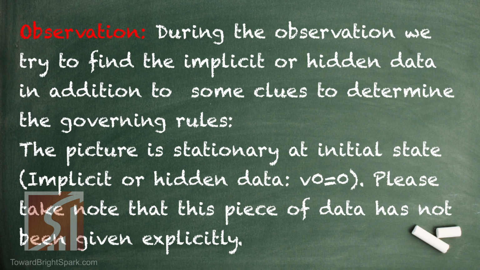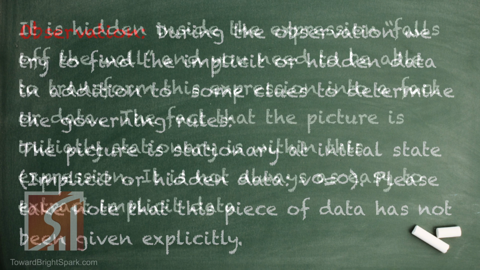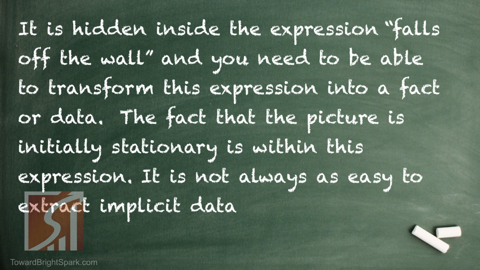The picture is stationary at the initial state. It means that the initial velocity is equal to 0. So v sub 0 equals 0 is the implicit or hidden data. Please take note that this piece of data has not been given explicitly. It's hidden inside the expression "falls off the wall," and you need to be able to transform this expression into a fact or data. The fact that the picture is initially stationary is within this expression.